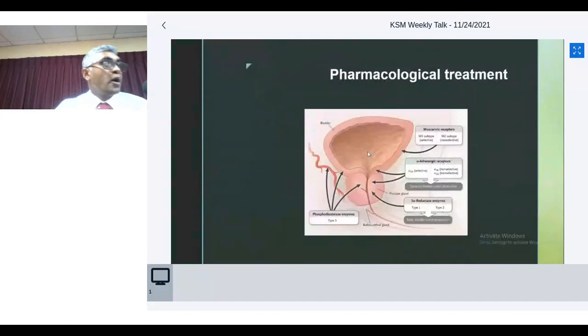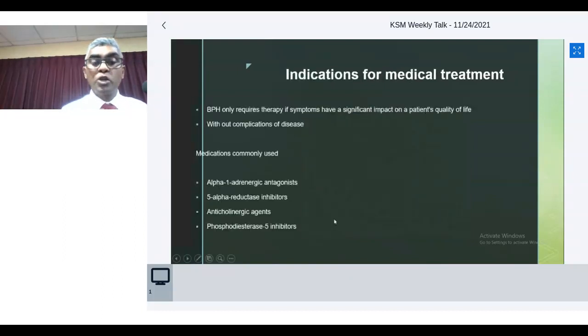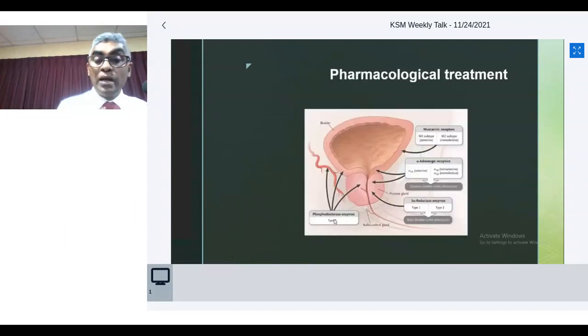So what are the pharmacological treatments we have got? We got monotherapy, we got combination therapy, and they act differently in different places. So there are things that act in the prostate as well as in the bladder. There are things that act on the prostate itself. Likewise, we got several groups of pharmacological drugs.